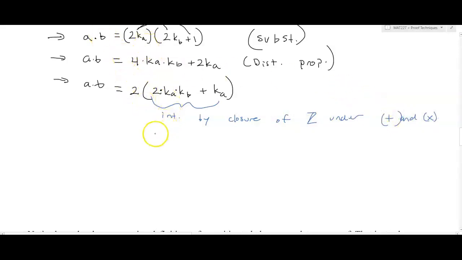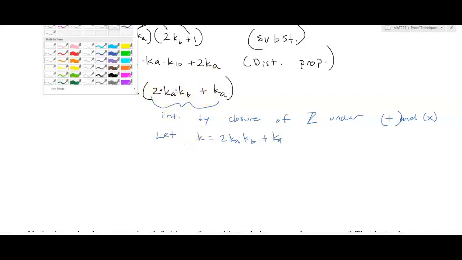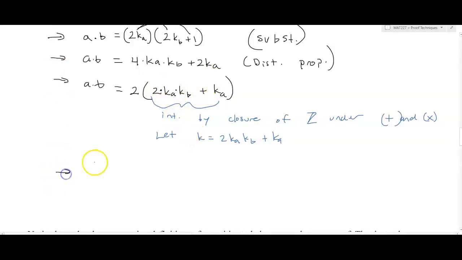Great, so that means that, so I'll make a statement like this just to make it totally clear. K equals 2KaKb plus Ka. You don't have to do this. You could stop at this point and say, well, A times B is clearly 2 times some integer, and therefore A times B is even, but I don't know, there's just something pretty about writing it as close to the definition as you can. So A times B equals 2 times this whole mess right here, which we just said was K. And then now that says A times B is even by definition.